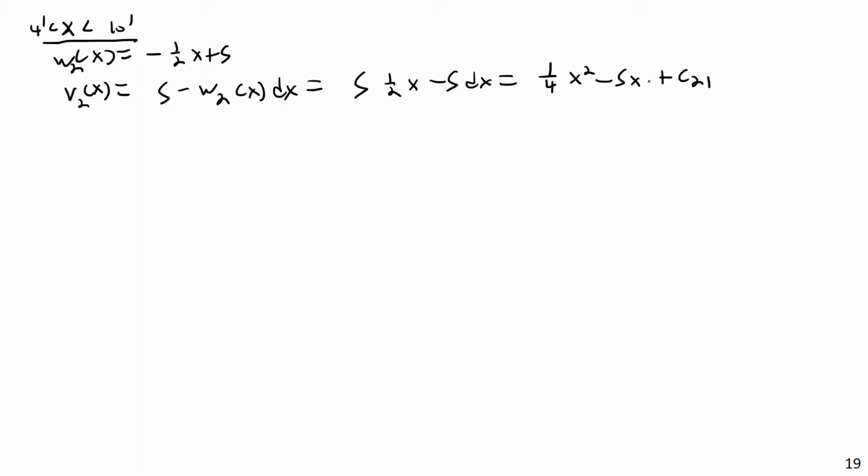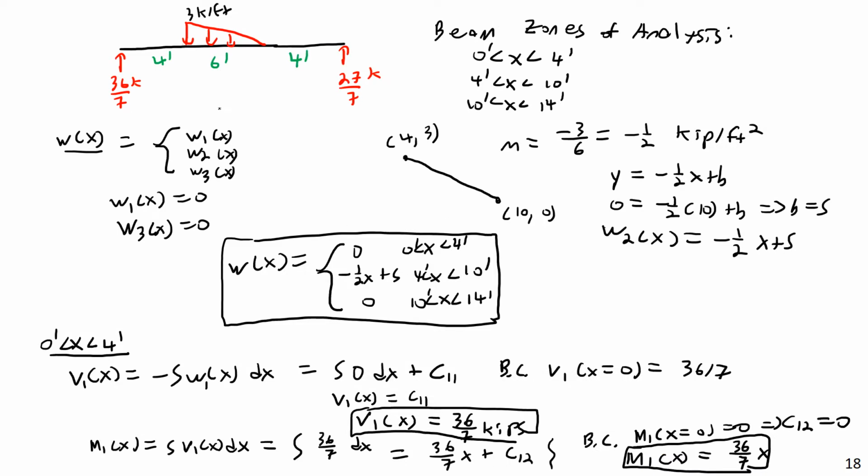So we have another constant of integration, and I need to find a boundary condition. However, I can't use the boundary condition here. I can't say that the shear here has to be equal to 36 over 7 kips and try to put in an ordered pair of 0, 36 sevenths. That's not going to work because we have a different function for the load here, and the shear here. So I need to find a boundary condition that is in that zone. At first you might think, oh my god, there's no supports, I can't do that. Well, you do have one.